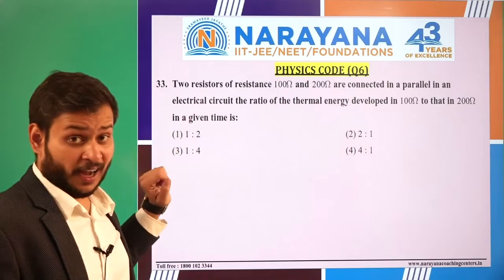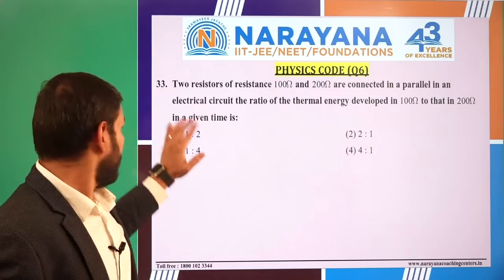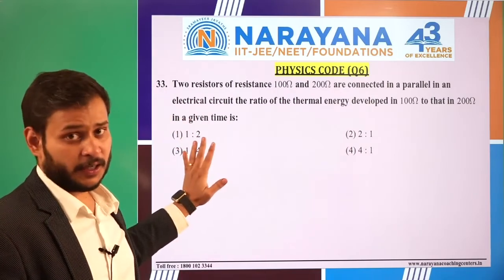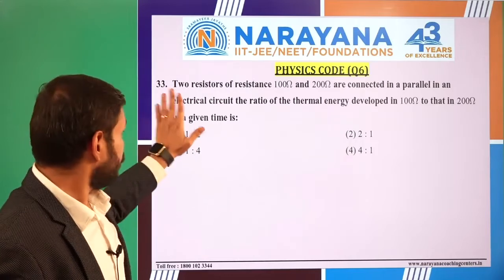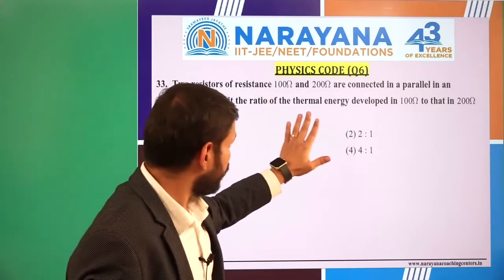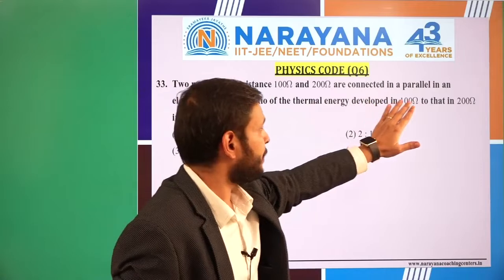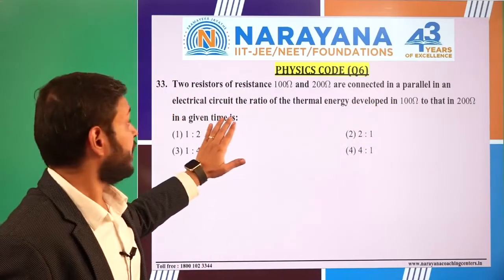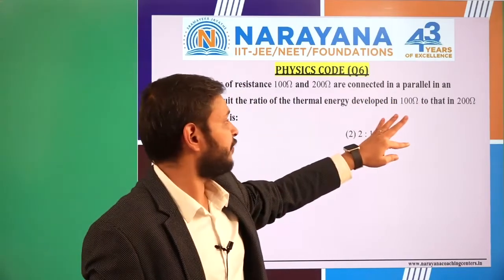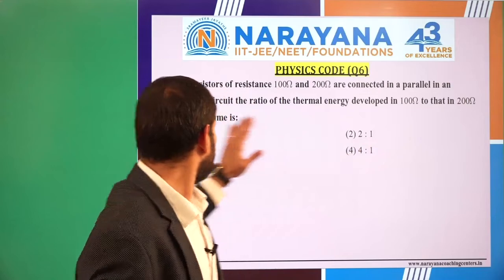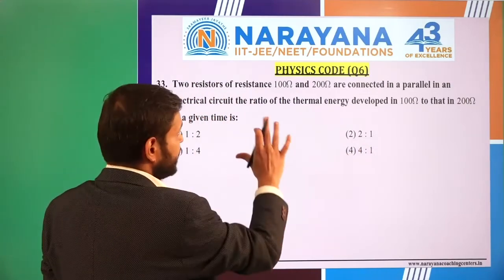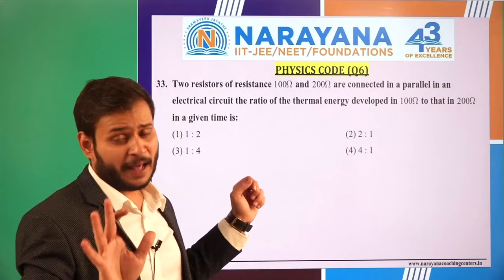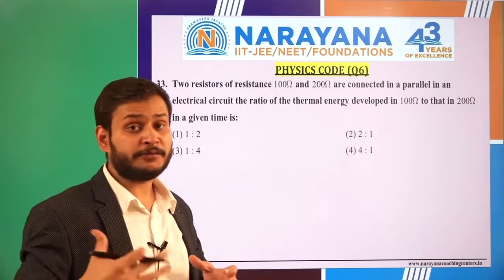33rd question, again from the current electricity. Lots of questions are there this year from current electricity. Last year as well, it was the same case. Two resistors of resistance 100 ohm and 200 ohm are connected in parallel in an electrical circuit. The ratio of the thermal energy developed in 100 ohm to that of 200 ohm in a given time is. Now we know that since both the resistors are connected in parallel, so potential drop across them will be same.